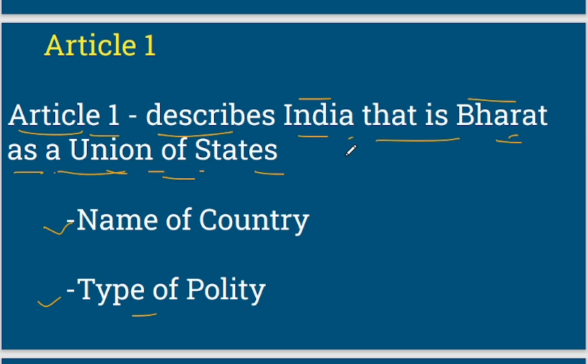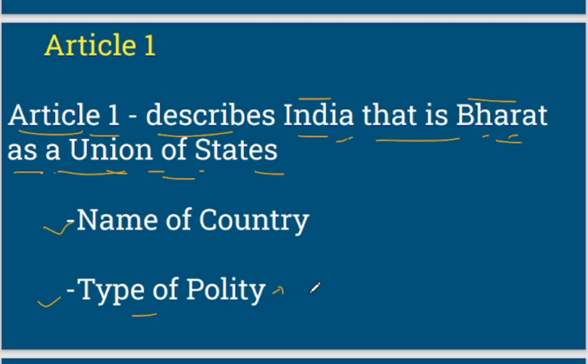Here we need to know why two names were given, India as well as Bharat. The reason was that there was no unanimity or consensus among the leaders of the time with respect to the name of the country. That is why two names were given, India as well as Bharat, right? And when we talk about the type of polity, India is a union of states.